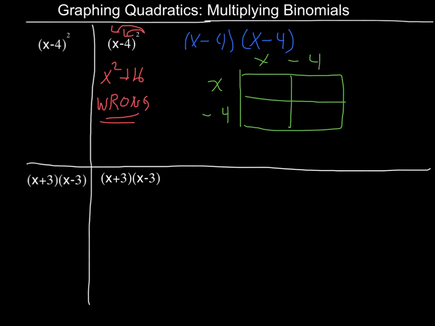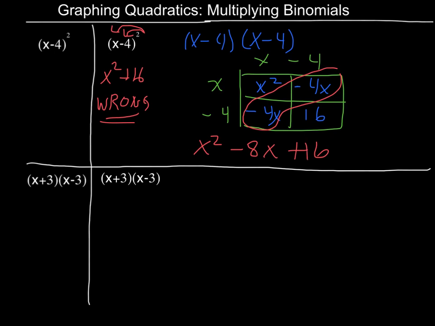And then I'm going to multiply to get the inside as we do with the area. So x times x gives me x squared. X times negative 4 gives me negative 4x. X times negative 4 gives me negative 4x. And negative 4 times negative 4 gives me positive 16. And once again, we see that we have like terms here on the diagonal, and so those are going to combine. So I get x squared, and then negative 4x plus negative 4x gives me negative 8x, and then plus 16.